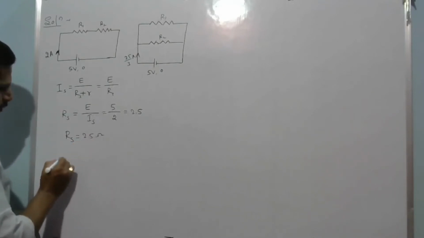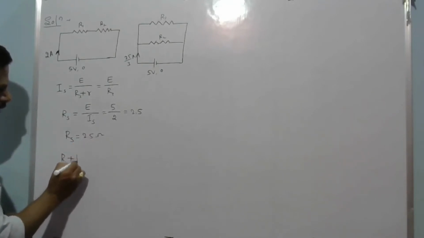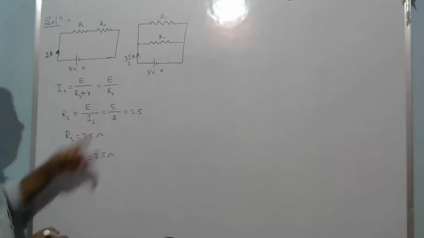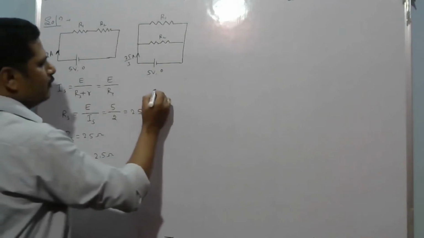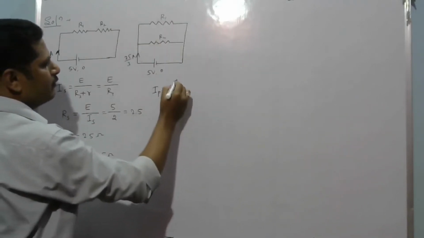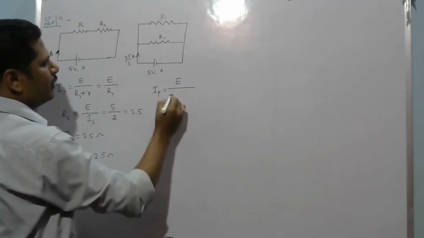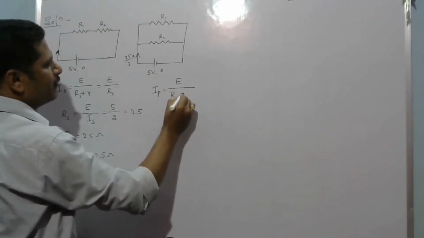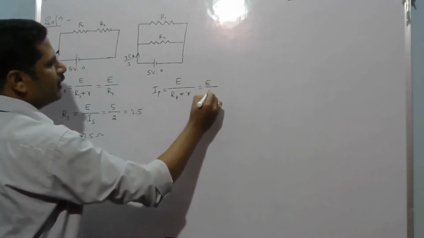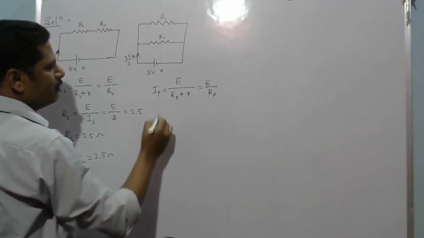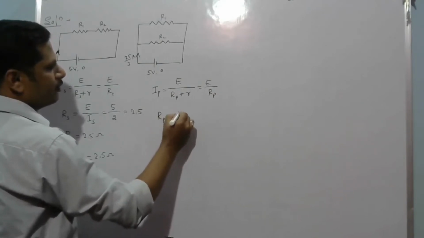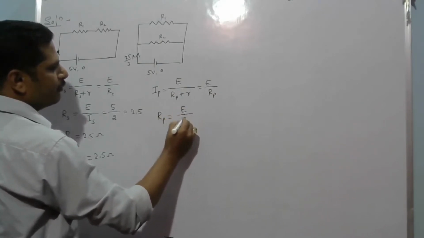2.5. This could be written as R1 plus R2 is equal to 2.5. Now coming to the parallel connection, here we know that IP, the current in the parallel circuit, is equal to E divided by RP plus internal resistance. Here internal resistance is 0, so we could write E divided by RP. And rearranging, we will get RP is equal to E divided by IP.